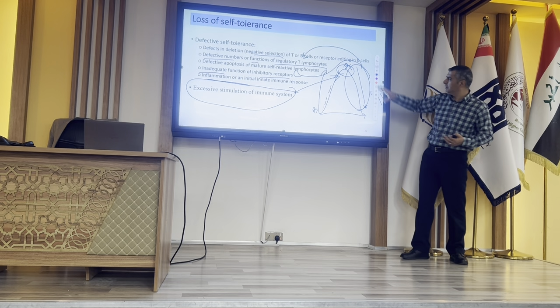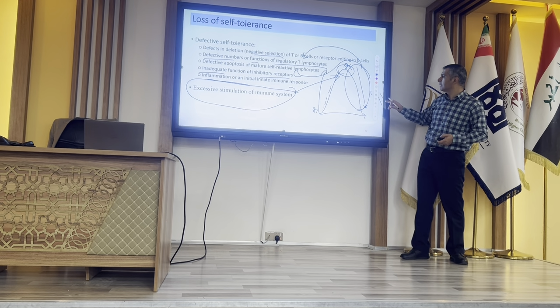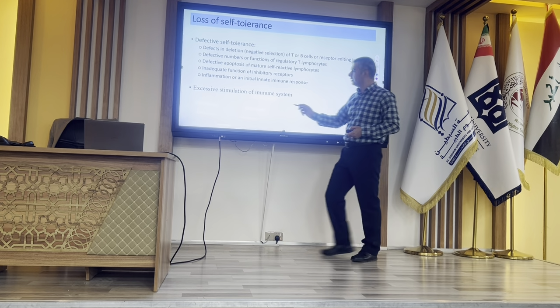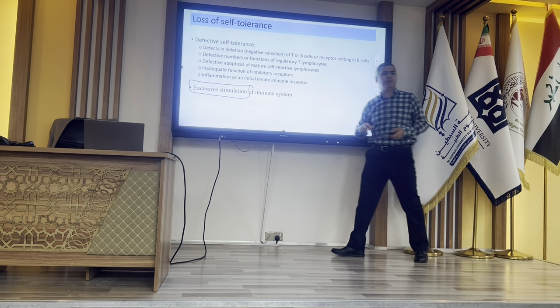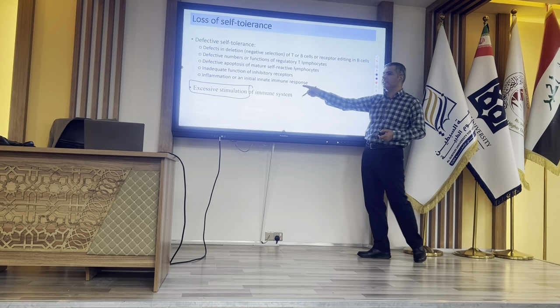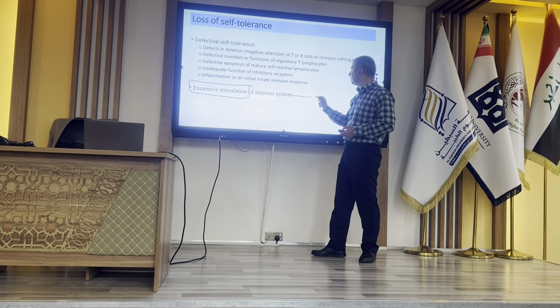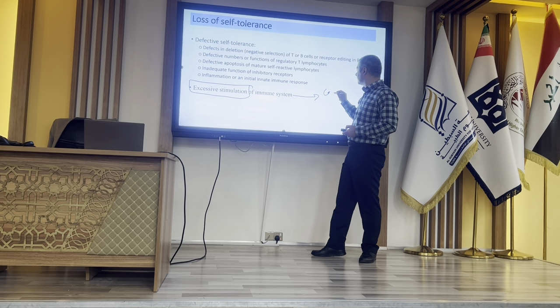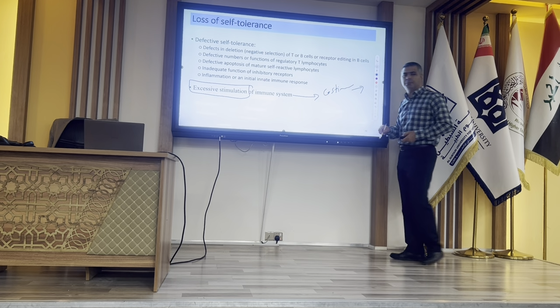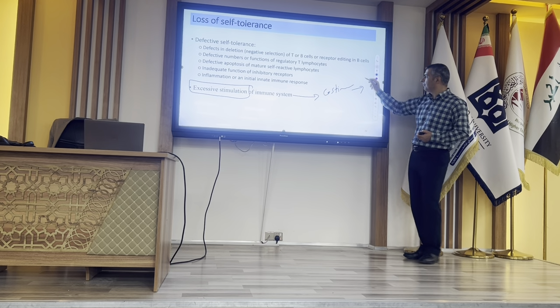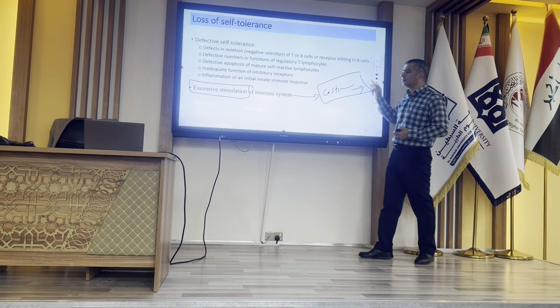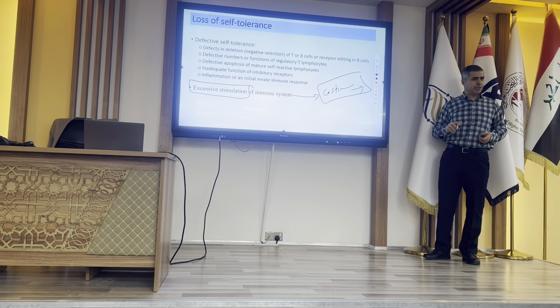Any defects in these regulatory systems can lead to an excessive stimulation of the immune system. This excessive stimulation can lead to the expression of co-stimulators and then autoimmunity. You saw that in peripheral tolerance, the most important thing is co-stimulation. Okay?